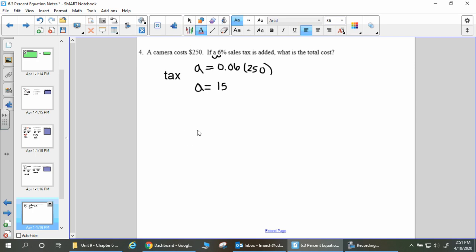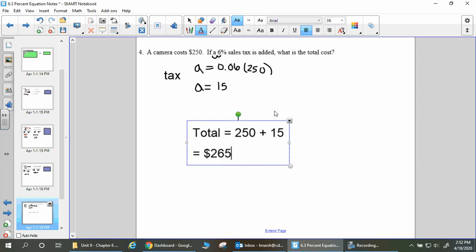What it wants me to find is the total, right? And so your total is $250 plus the $15 in sales tax. When you go shopping, they add sales tax to the total. So if I add this together, that means that my total is going to be $265. Word problem, use the dollar sign, make sure we have that unit with our answer.